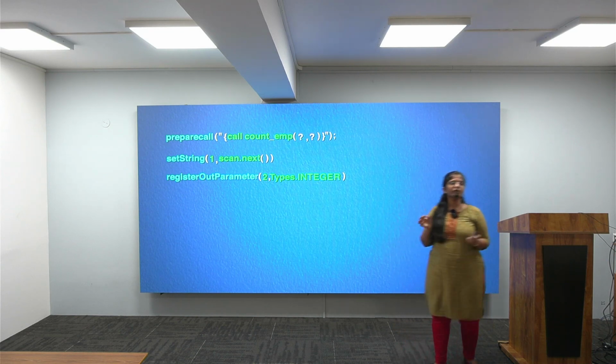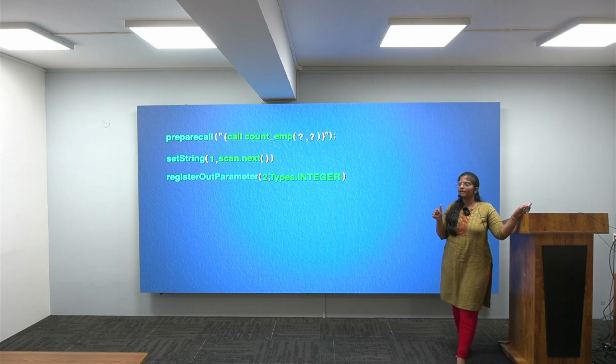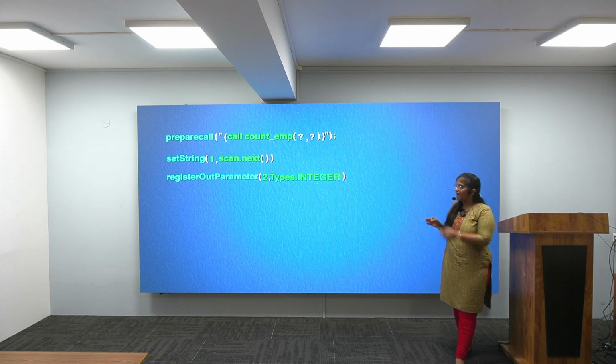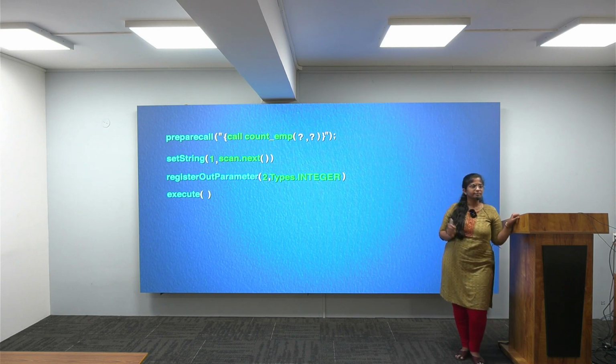Now when you are working with a prepare call, you should not be using execute query or execute update. Instead, there is one more method available. The method name is simply execute, which you need to call now. Okay, I am just calling the execute method. Any doubts in this particular part? Clear for everyone. Now, the execute method will execute this particular query.